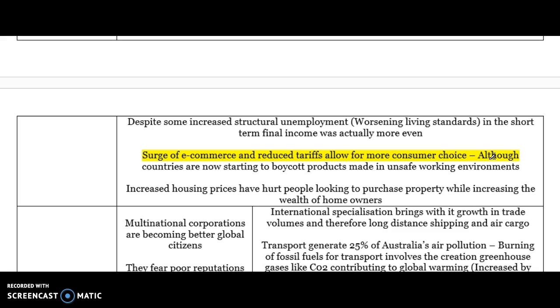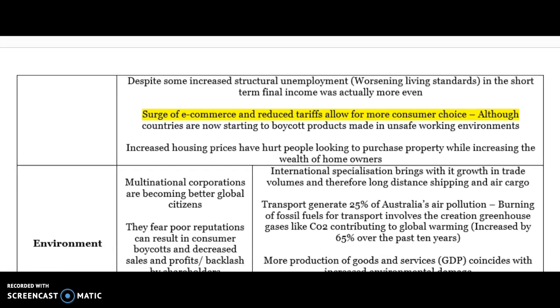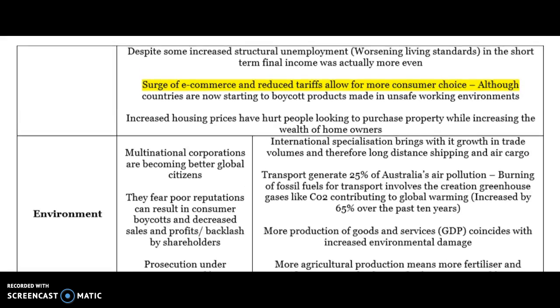But another negative is that because globalisation has encouraged foreign investment, house prices have increased. So while incomes have increased, while goods are generally cheaper, housing has been one negative in the sense that it's caused higher house prices. Although that's been really good for people that already have houses because they're generating an increase in their wealth. So it's a positive and a negative in terms of higher house prices.